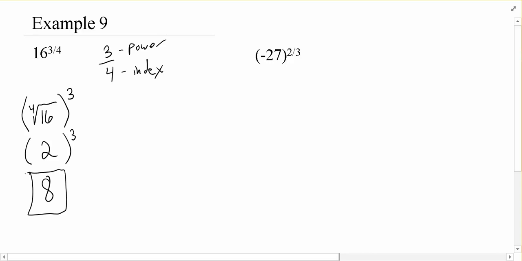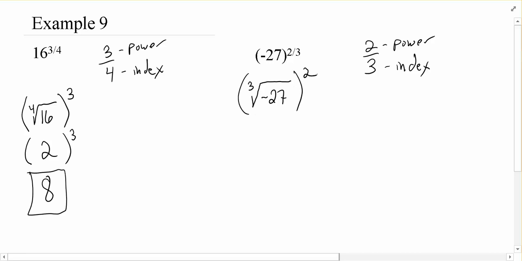Now if we apply the same thing over on the other problem, the negative 27 to the 2/3, we look at the exponent of 2/3. 2 is the power I'm going to raise to. 3 is the index of the radical, so I'm taking the cube root of negative 27. And whatever answer I get, I'm going to square it.